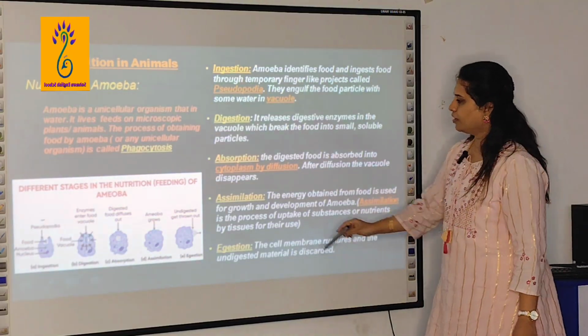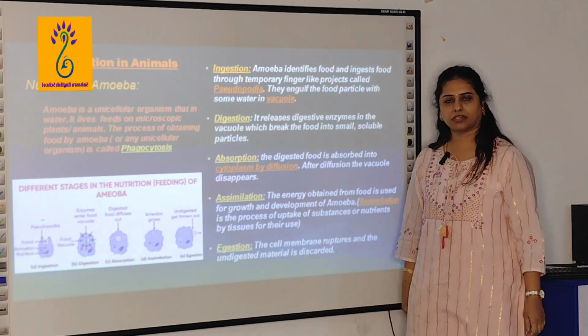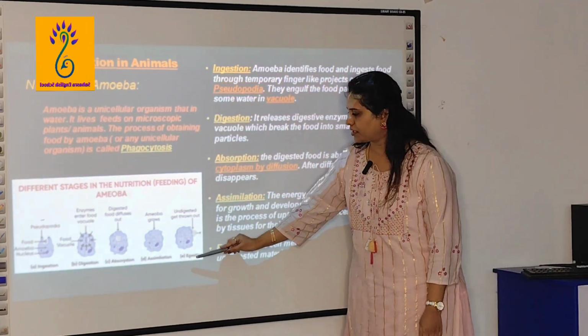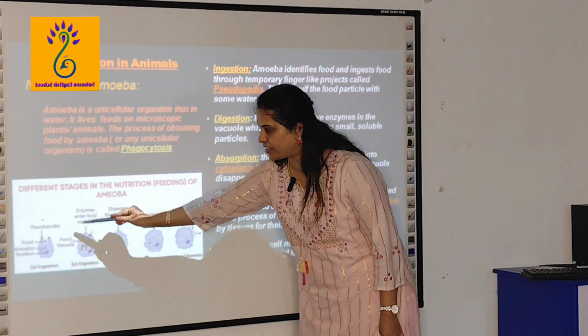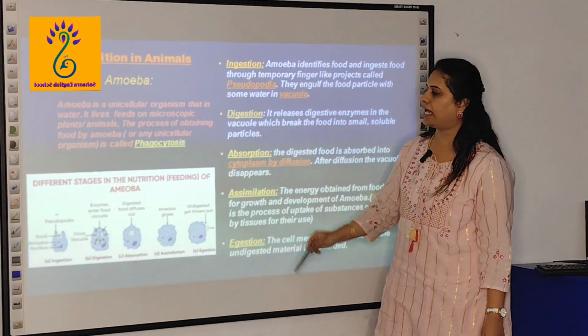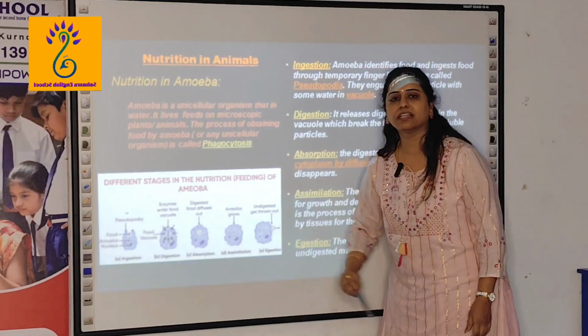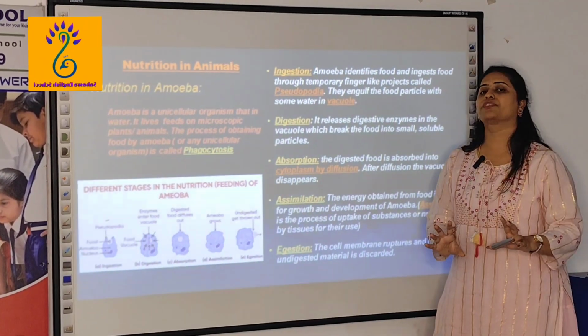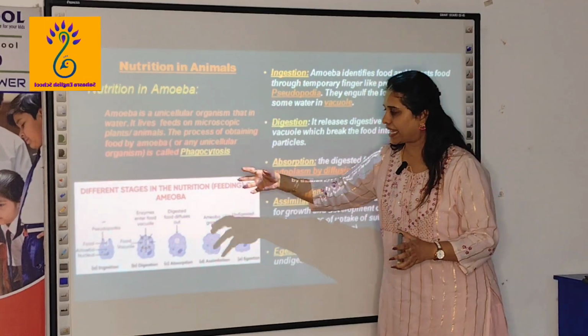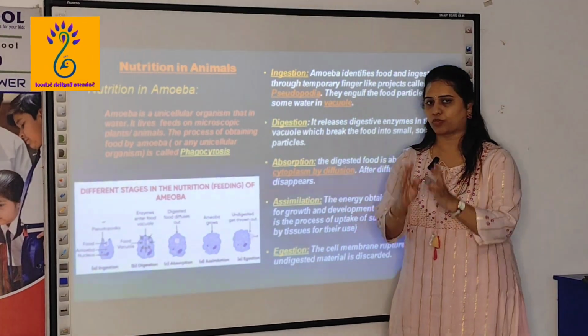So you can see, look at the picture. You have a neat picture in your textbook. You can see that. So what happens? First is ingestion. It develops pseudopodia and a vacuole is created, which engulfs the food. This engulfs the food and enzymes enter this vacuole so that it is digested.